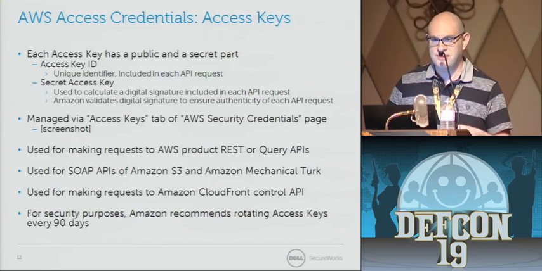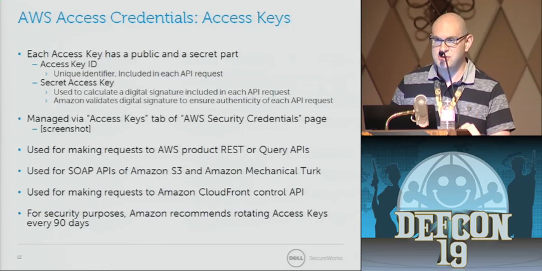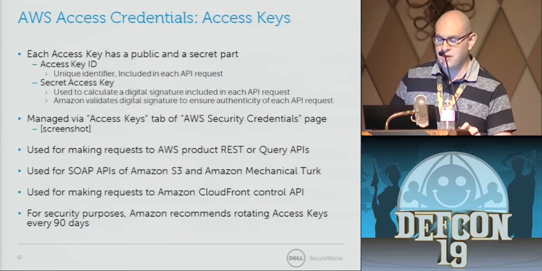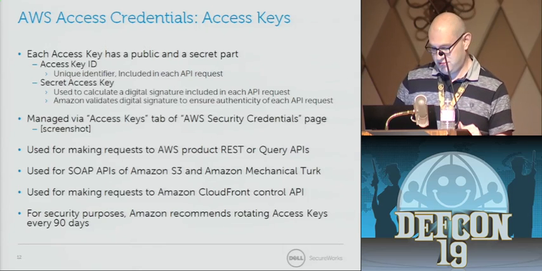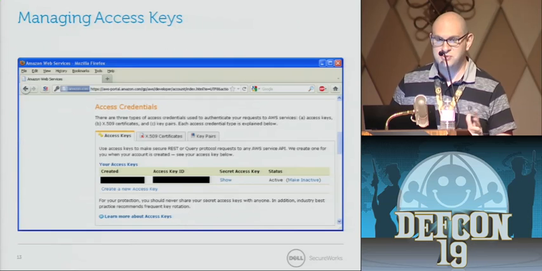There's a screenshot on the next slide where basically you manage all these different credentials within Amazon's web console. And these access keys are also used for CloudFront, which is Amazon's own content distribution network that they offer as part of their web services suite. Amazon's recommendation here, rotate those keys at least every 90 days. Here's a quick screenshot of the nifty web interface where you can manage these access keys, both the secret key and the public key part of it.